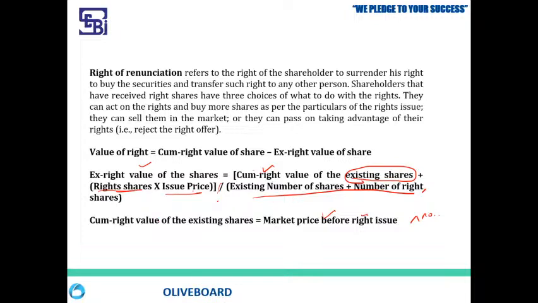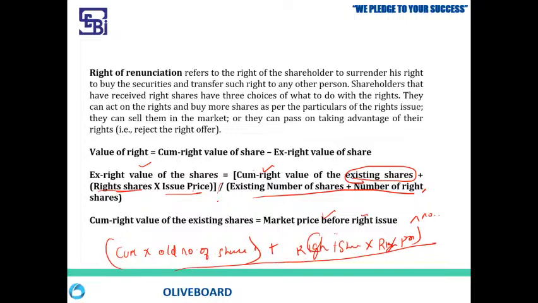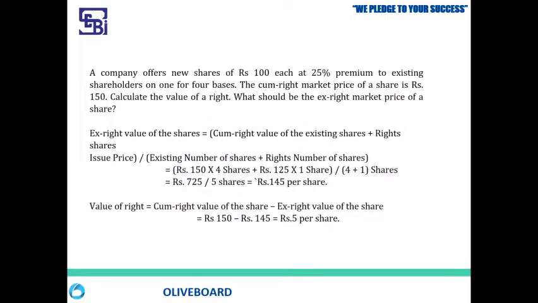So what is the formula now? I repeat: cum right price multiplied by old number of shares, plus number of right shares multiplied by right price, the whole divided by total number of shares. I'm just writing in very colloquial language. Old plus right shares gives the total number of shares. This will give me the ex right value. The difference between cum right and ex right gives me the value of a single right share. So remember this formula. Here I have given a numerical example so that you can understand.